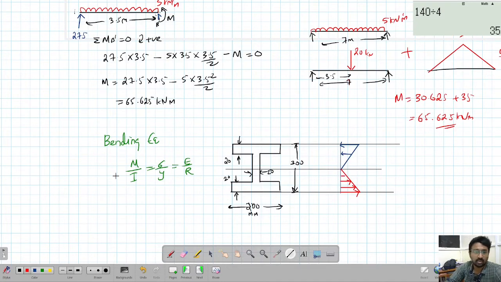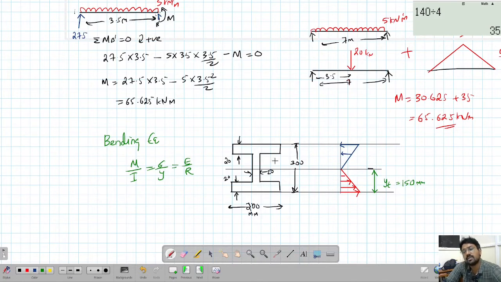Okay. Now this is done. Now for maximum tensile stress, from here we will measure y. So for maximum tensile stress, we can measure y downward. For maximum tensile stress, the y should be this value. I'll call this yt, equal to 300 by 2, that is 150 mm.